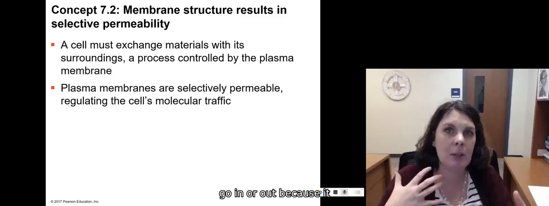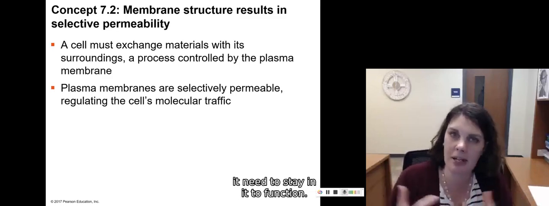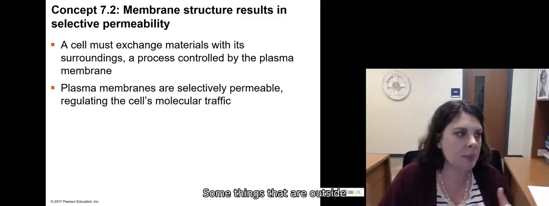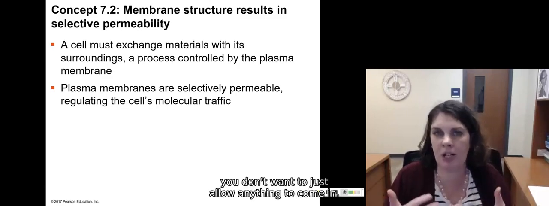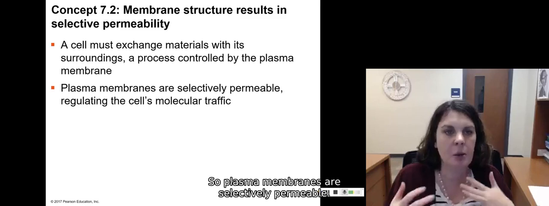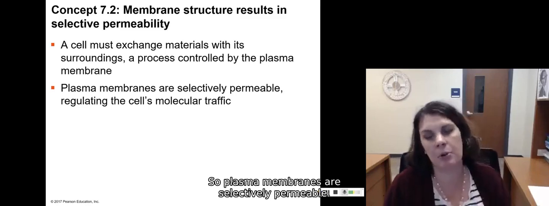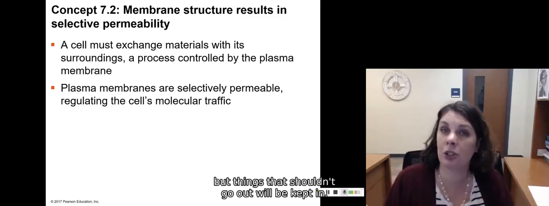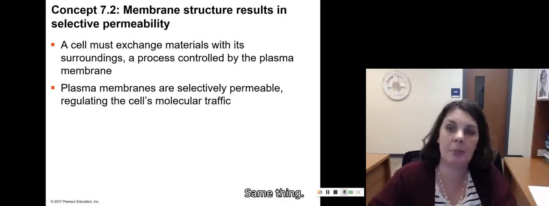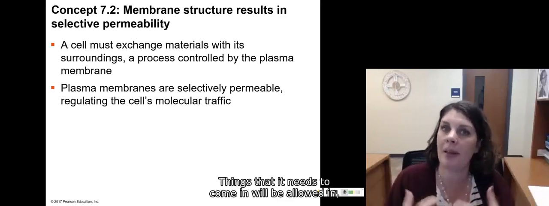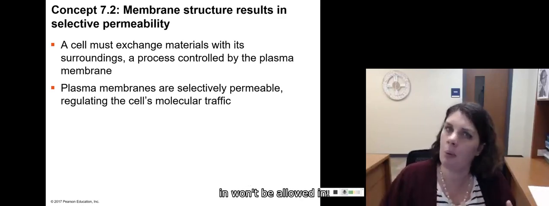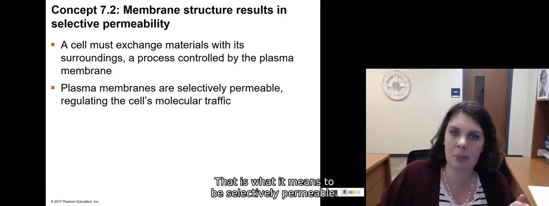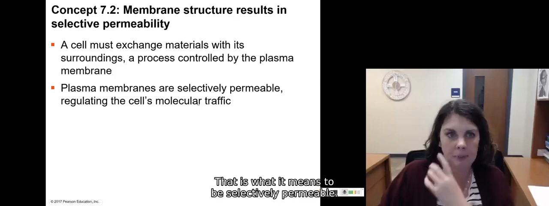But it doesn't want to just let anything go in or out, because it needs to protect some things that are in it, need to stay in it to function, and some things that are outside of it could harm the cell, and you don't want to just allow anything to come in. So plasma membranes are selectively permeable. Things that need to go out will be allowed out, but things that shouldn't go out will be kept in. And the same thing, things that it needs to come in will be allowed in, but things that it doesn't want to come in won't be allowed in. That is what it means to be selectively permeable.